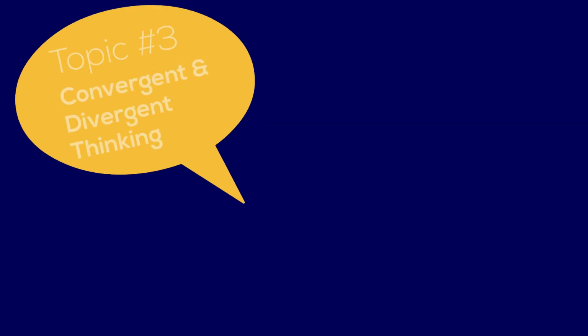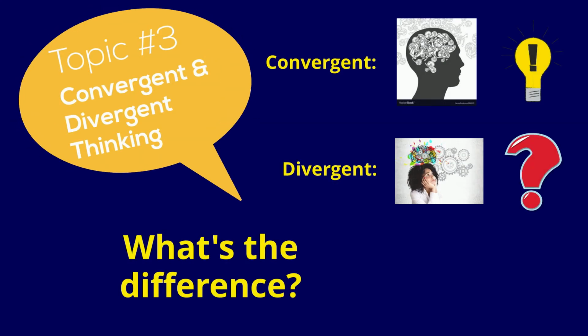The third topic is convergent and divergent thinking. Convergent and divergent thinking go hand in hand with each other. Convergent thinking is finding the right solution to the problem. Convergent thinking consists of finding the answer based off facts. It dictates the most logical answer to the problem.